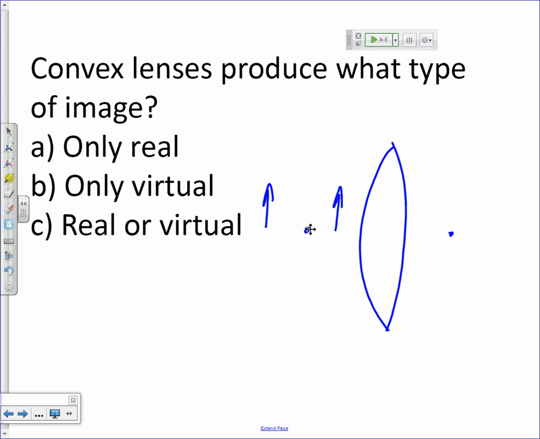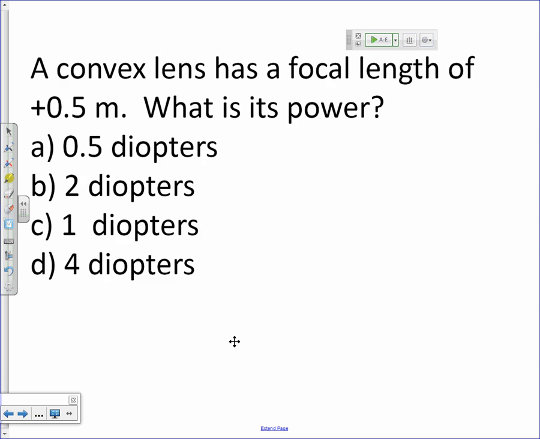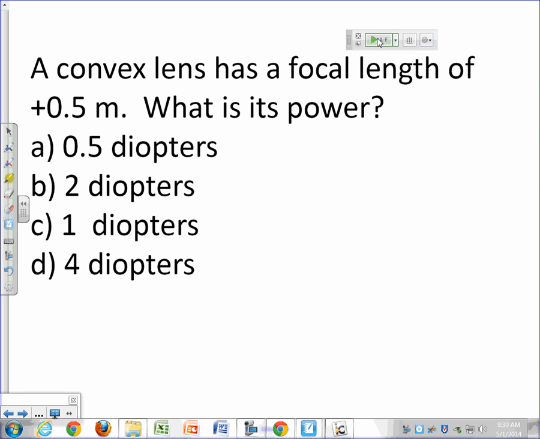Oh, and by the way, when I say focal length or focal point, those are basically the same thing. I use them interchangeably. Technically, focal length is the distance between the focal point and the lens. But we'll use them interchangeably. A convex lens has a focal length of plus 0.5 meters. What is its power?